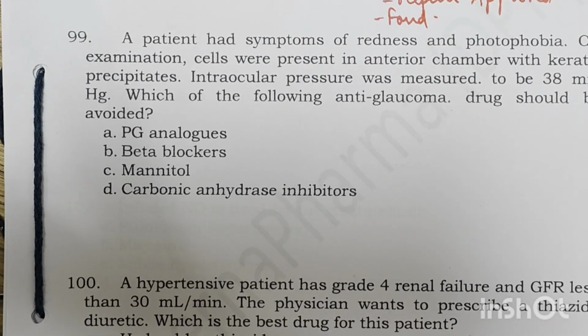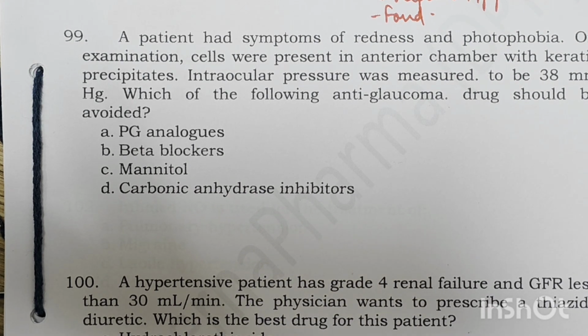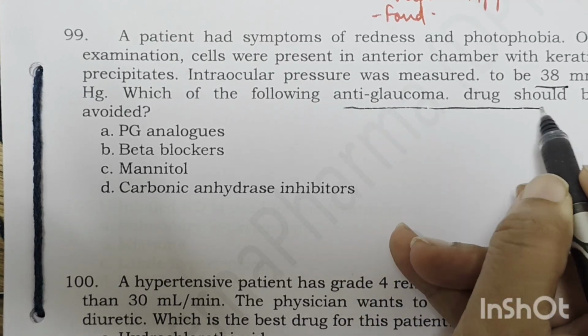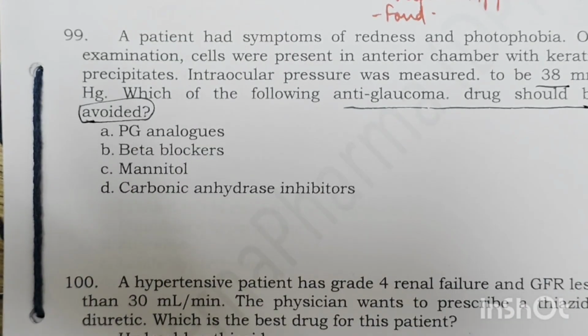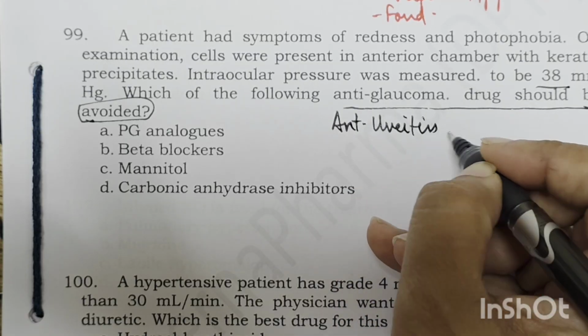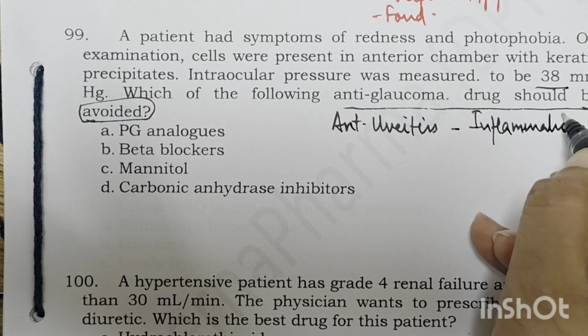Next, a patient had symptoms of redness and photophobia. On examination, cells were present in the anterior chamber with keratic precipitates. Intraocular pressure was 38. Which of the following anti-glaucoma drugs should be avoided? So out of all the drugs, now पहले यहाँ पे problem क्या है? यहाँ पे हो गया है anterior uveitis. Okay, so that means it is an inflammation, right? Now inflammation is there, so which drug will you avoid?